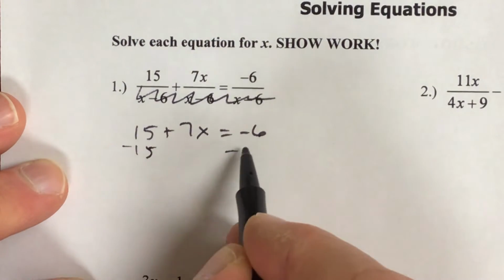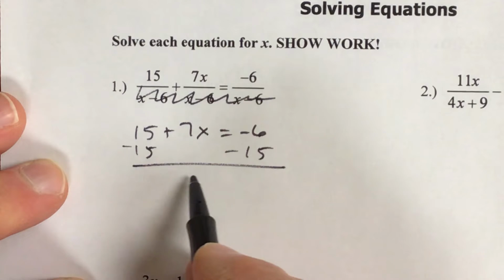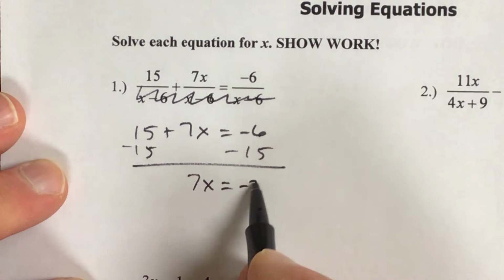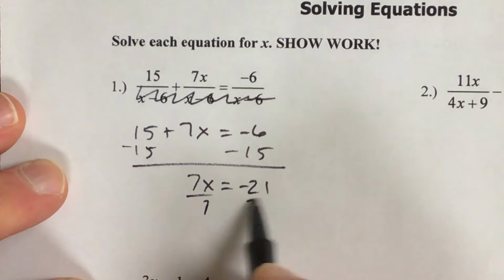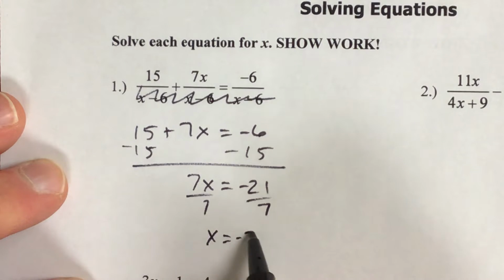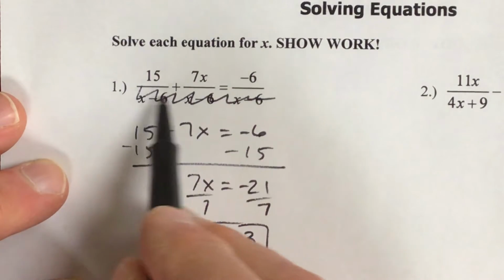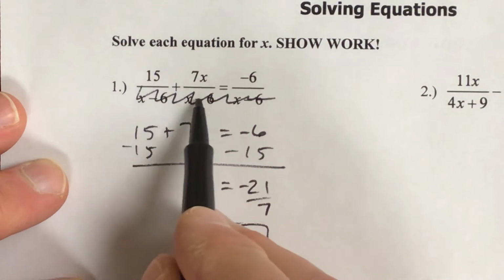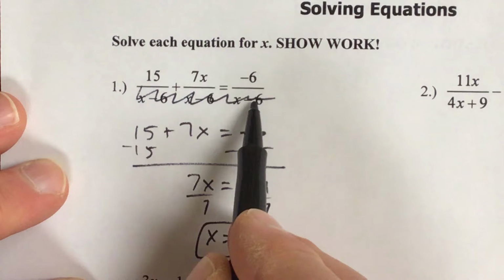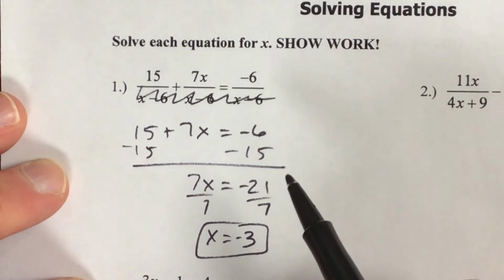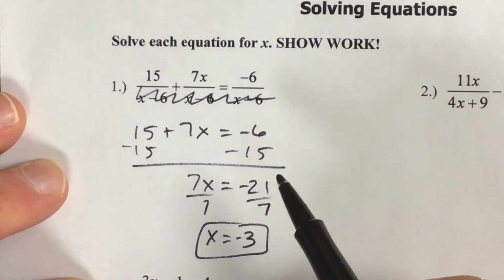You have to do the opposite operations to get rid of something or move it to the other side, right? And so now we get x equals negative 3. Done, right? Pretty cool. The whole thing is that as long as the denominator is the same, then we can simply just focus on the numerator.